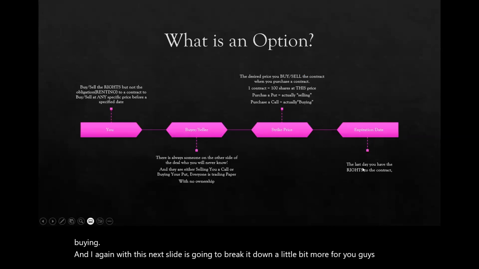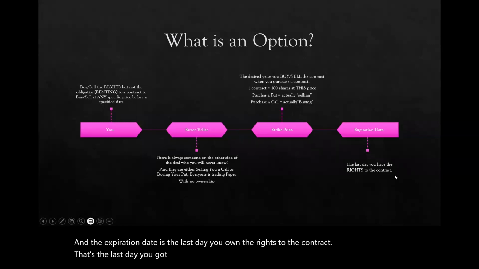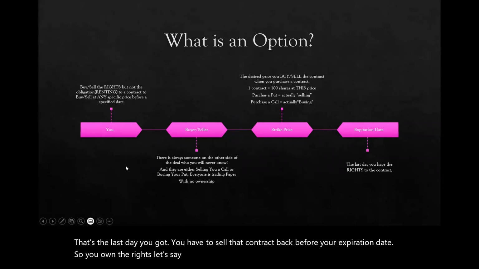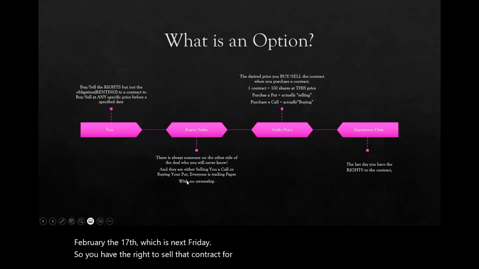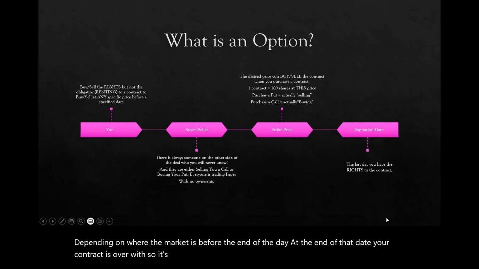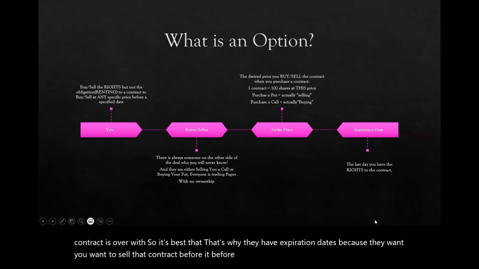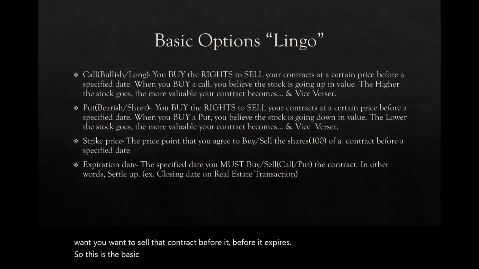All right. The expiration date is the last day you own the rights to the contract. That's the last day you have to sell that contract back before your expiration date. So you own the rights. Let's say you bought a call contract that expires on February the 17th, which is next Friday. So you have the right to sell that contract for any price you want, depending on where the market is, before the end of that day. At the end of that date, your contract is over with. That's why they have expiration dates, because they want you to sell that contract before it expires. Right? So this is the basic lingo of options contracts.